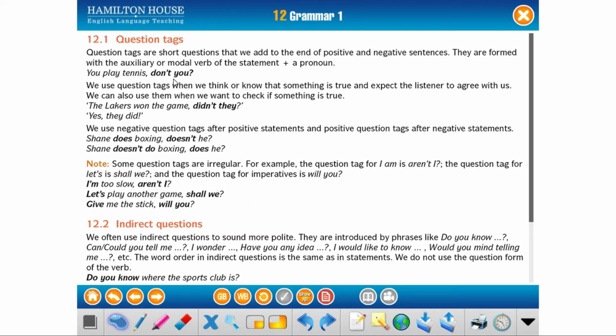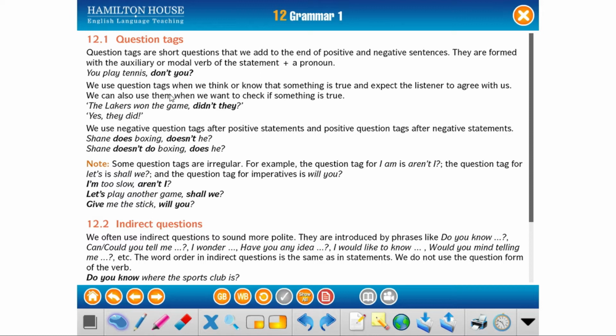But as this sentence is in affirmative form, I make the question tag in negative. Don't you? But if it were backwards, if my sentence were negative, I would write my question tag in affirmative form. For example, if I say, you don't play tennis, do you? It happens the same with all the tenses.